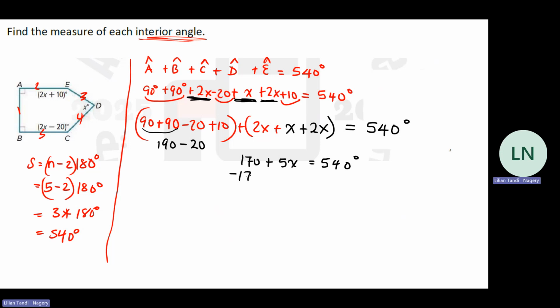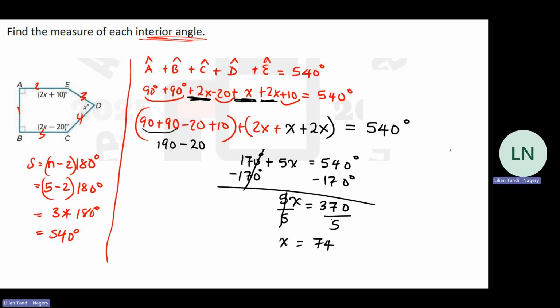Okay, so I subtract 170 on both sides. This goes away. 5x equals 370. Then after you get that, you divide both sides by 5. This goes away. X is 74. But we don't want x, we want all the angles, all the interior angles, okay? So I start writing my answer.